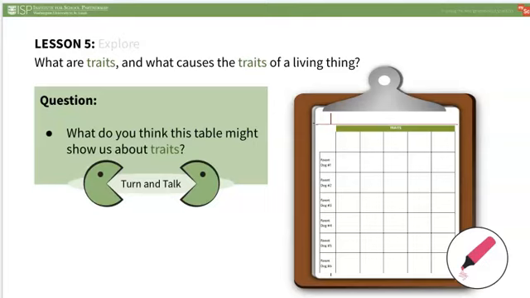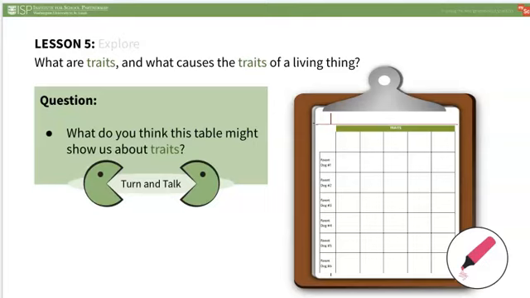After you have created your data table and analyzed it, ask students what they think this table might show us about traits like fur color, ear shape, body shape, etc. Allow students to think, pair, share. Students may come to the conclusion that because offspring share similarities with their parents, this might mean that they get the trait from their parents.